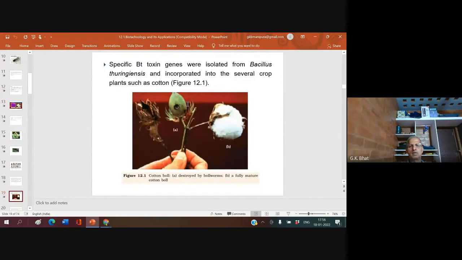This is what? Cotton boll. Here, a destroyed bollworm. Once the bollworm makes a hole like that, then the cotton threads, whatever you come across inside, cannot be used at all to manufacture fabrics. A fully mature cotton boll. Specific Bt toxin genes were isolated from Bacillus thuringiensis, specific for a specific crop, and incorporated into several crop plants such as cotton.